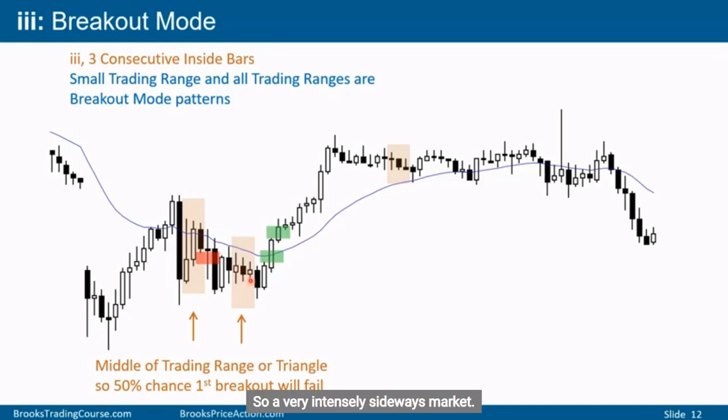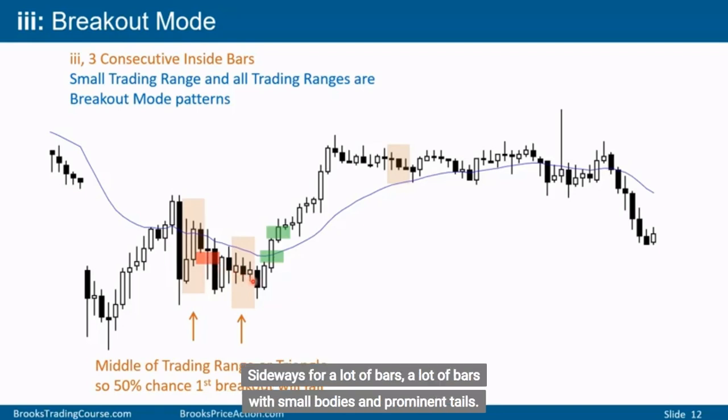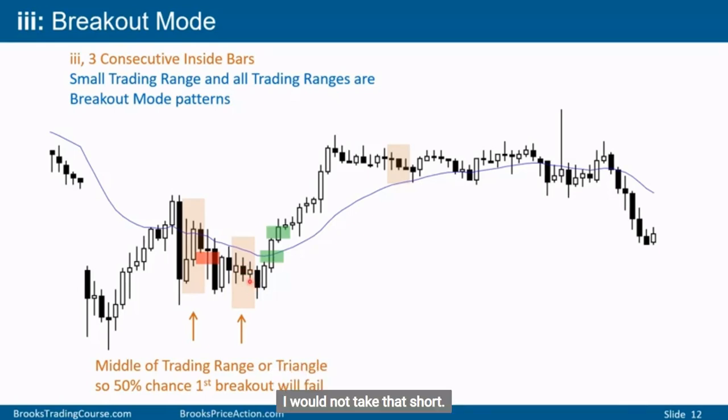So a very intensely sideways market. That reduces the chances that a breakout will be successful. I would not be selling below this bull bar. We're in a limit order market, sideways for 3 bars here, 3 more bars here. Actually, this is sideways for about 7 bars. A limit order market, sideways for a lot of bars with small bodies and prominent tails. Usually more traders willing to sell below and buy above. I would not take that short.